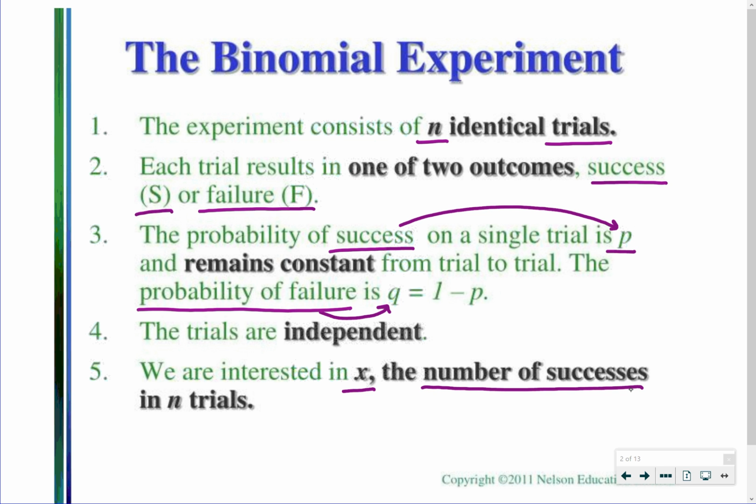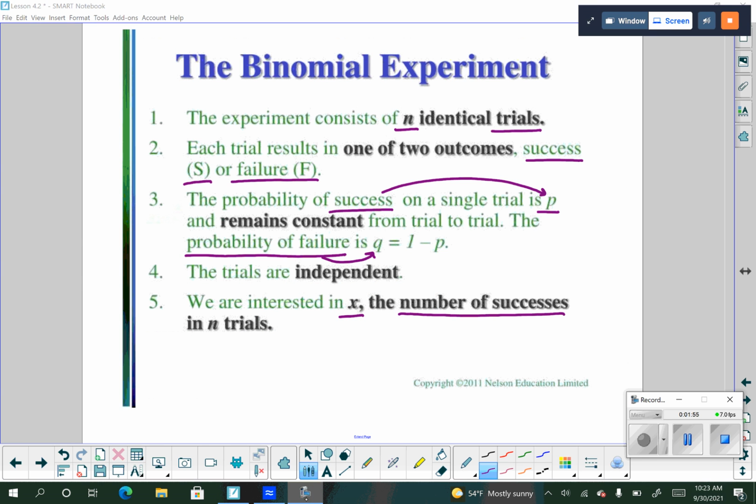All right, so N, P, Q, and X. You need to know what each of those represent. I'll give you a couple minutes to get it all written down.